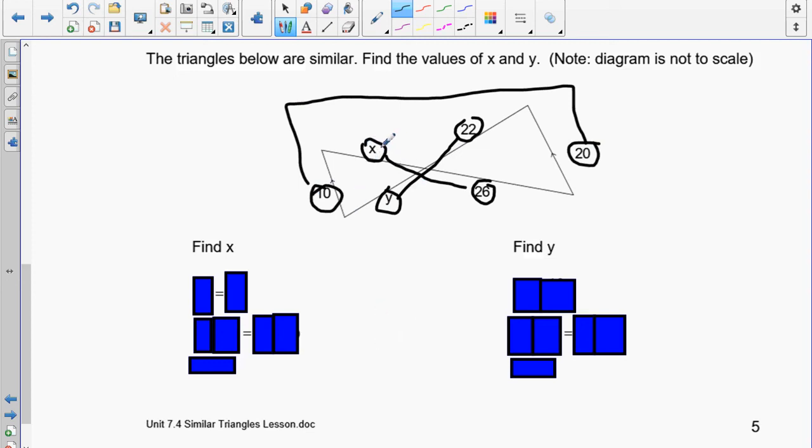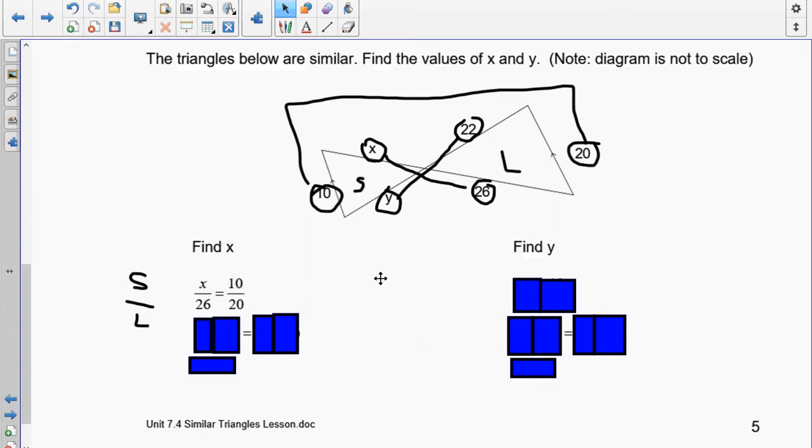So what we do here is we got to put, this is the large here, and this is the small. So I'm going to be putting small over large because that's where my x is. It's on this side. So x matches up with 26. So I'm going to put x over 26. And of course, I have to find the two numbers that match, and that's the 10 and the 20. Since I'm doing small over large, this becomes 10 over 20. So now to solve this, I've got to get rid of the 26. So I want you to pause the recording and solve this question.